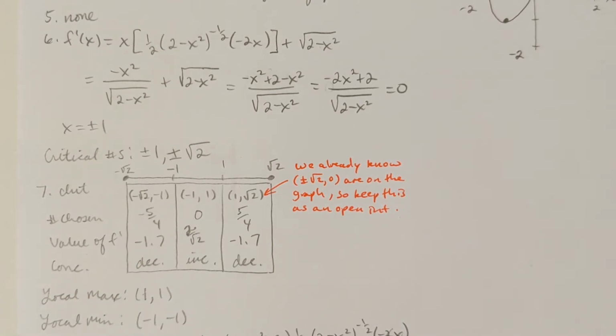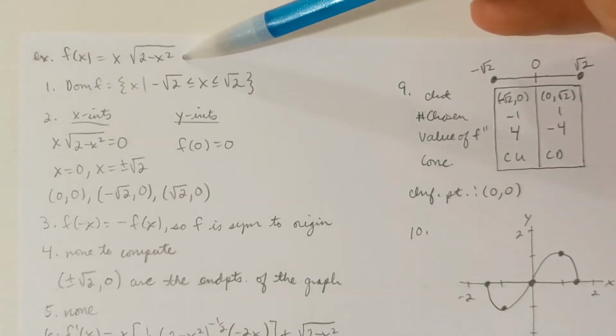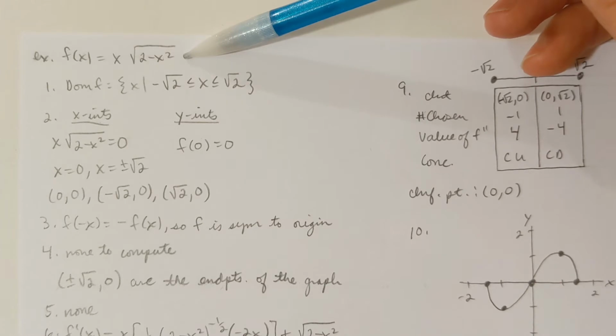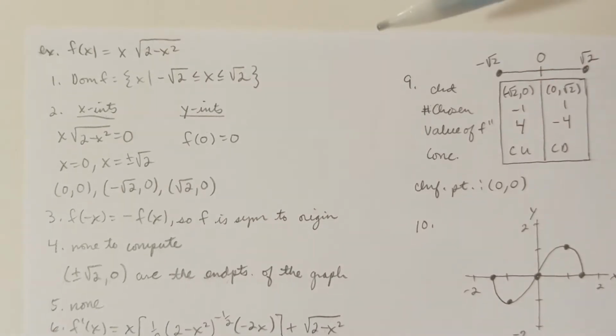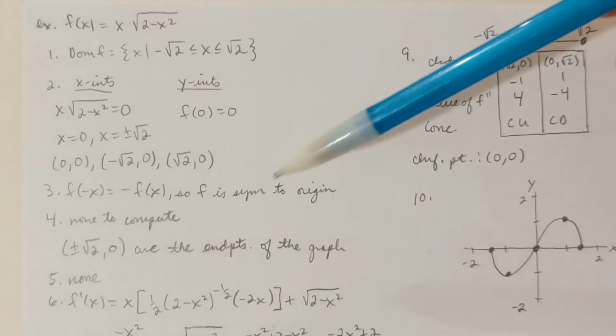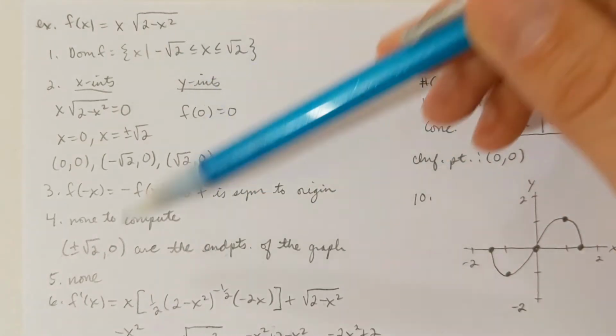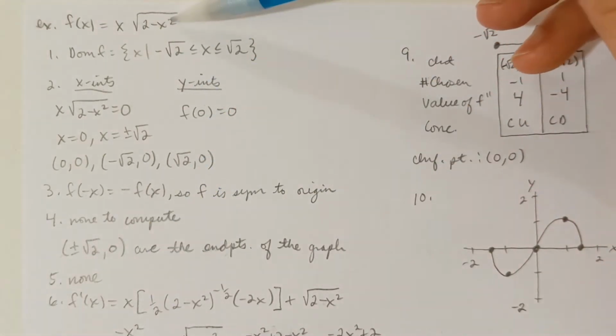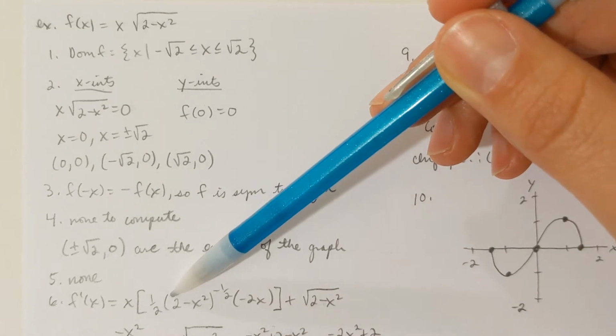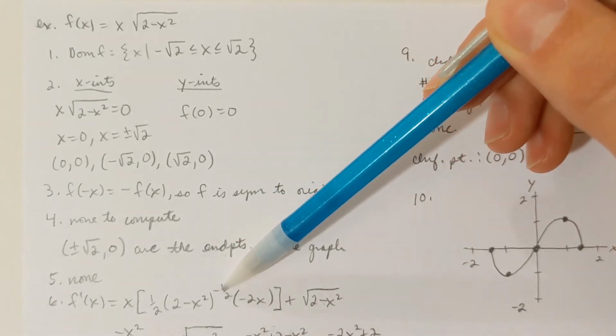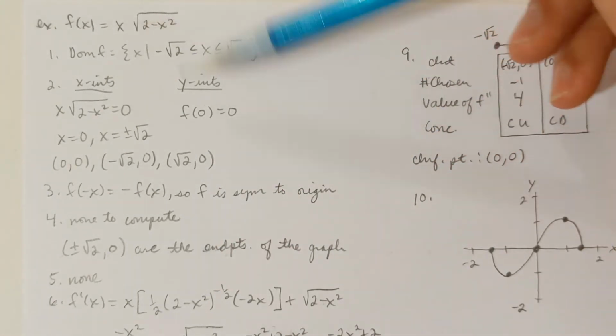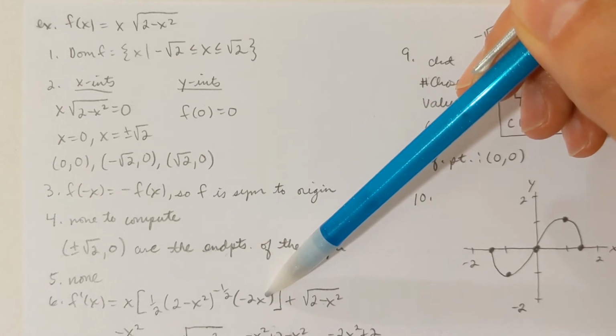Step 6 is to compute the first derivative and find the critical numbers. Well, let's see. When I do that, I'm going to have a product rule, and within the product rule, I'm going to be using the chain rule. All right, so let me differentiate here. I got the first, x, times the derivative of the second. That would be a chain rule. You're going to have 1/2 times 2 minus x squared to the negative 1/2 times the derivative of 2 minus x squared. That's negative 2x.